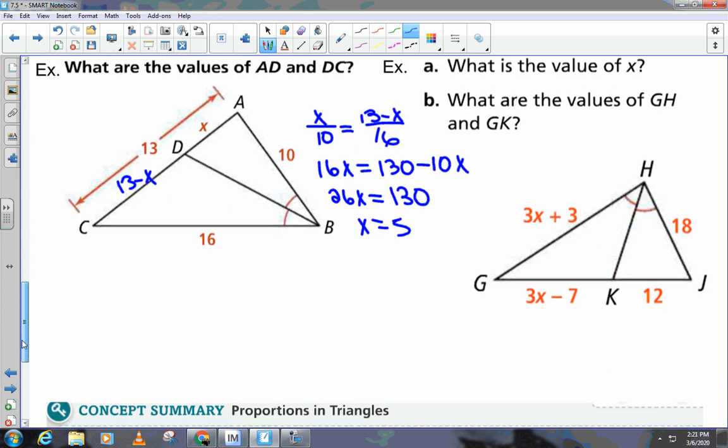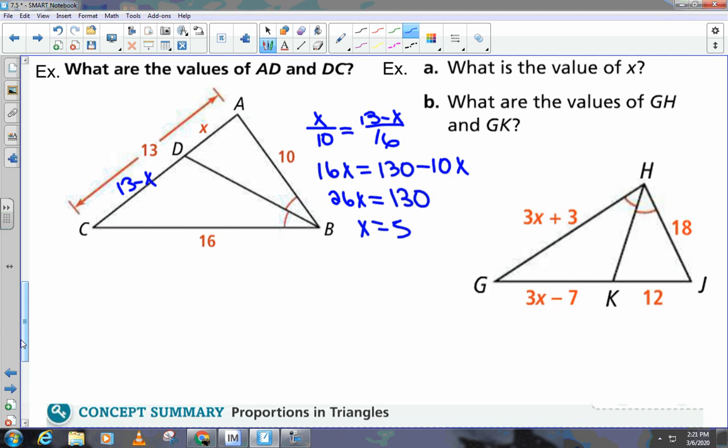All right, last one. Okay, what is the value of x? All right, here we've got this angle bisector again. It breaks this opposite side into a ratio that's the same as the other two sides. So what do you think? How could I set this up?